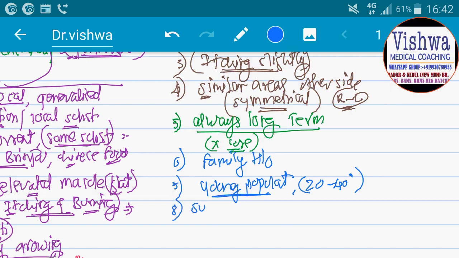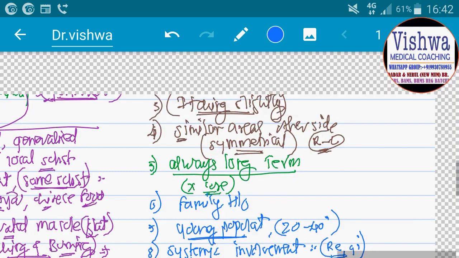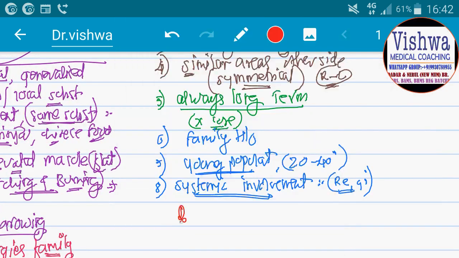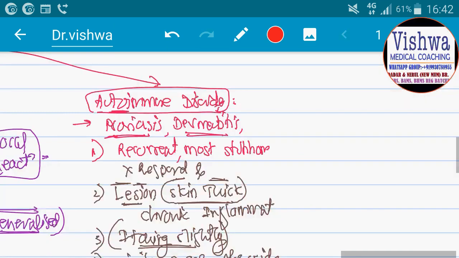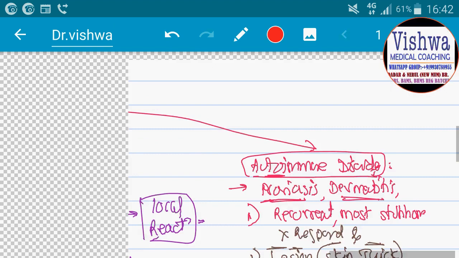Eighth important point, they can also have a systemic involvement. That means systems can also be involved, like for example, respiratory system can be involved, GI tract can be involved with some disorder. Here, this requires a complicated treatment. We require steroids, immunomodulators, and anti-cancer drugs also sometimes. So this becomes a completely separate lecture.